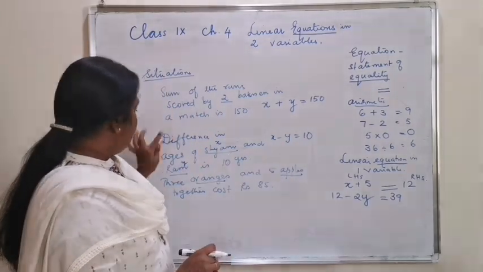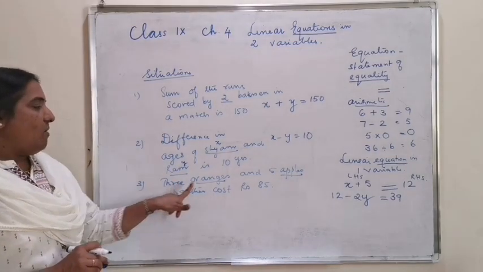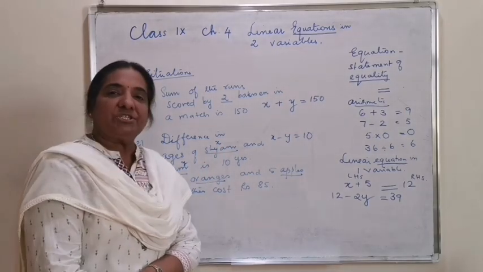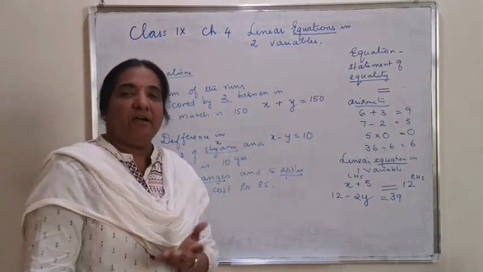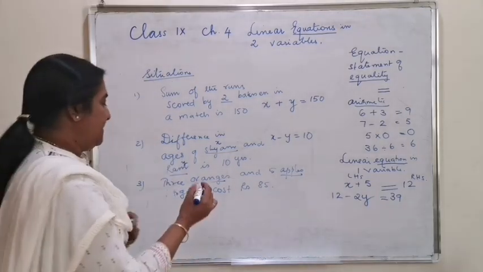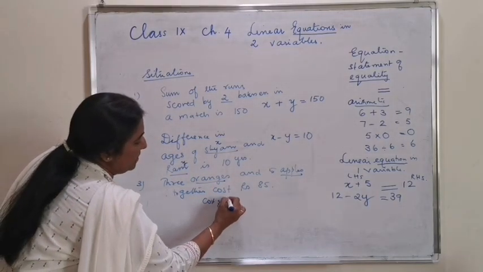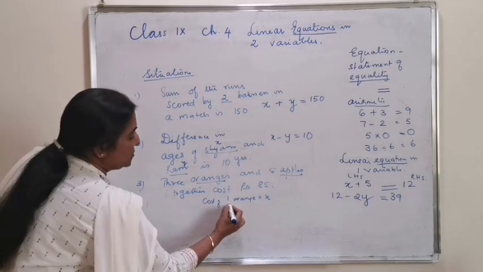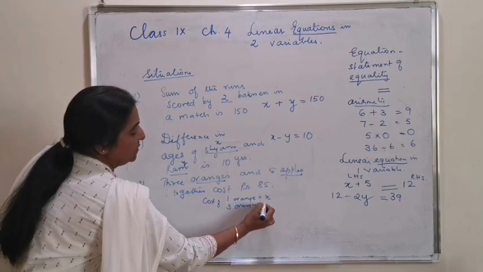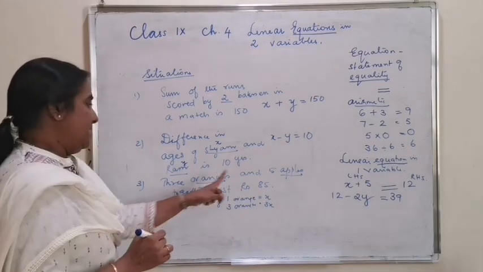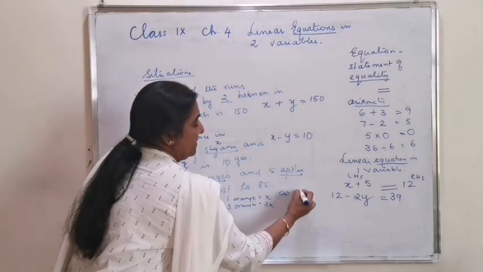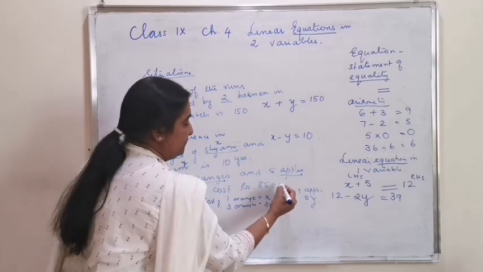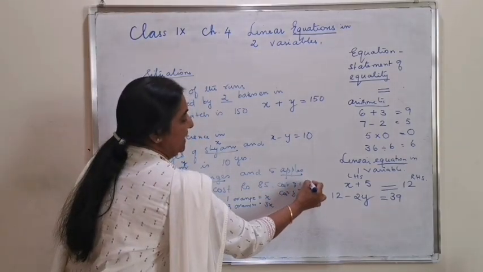The next example is: 3 oranges and 5 apples together cost rupees 85. How do you consider? You take the cost of 1 orange to be x. So what will be the cost of 3 oranges? It will be 3x. Similarly, the cost of 5 apples will be 5y if the cost of 1 apple is y.